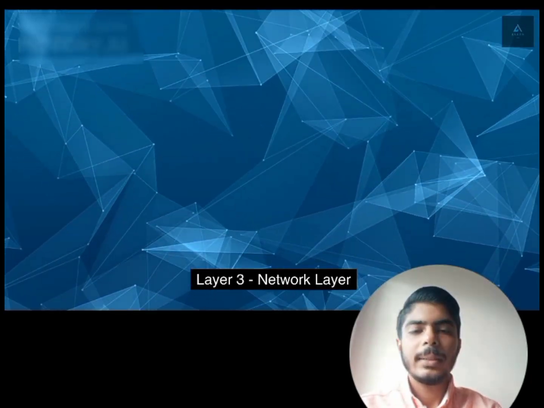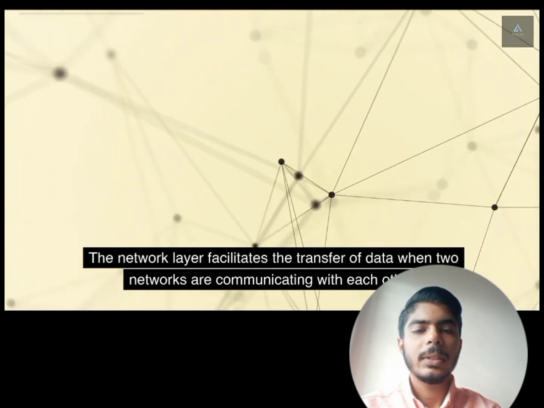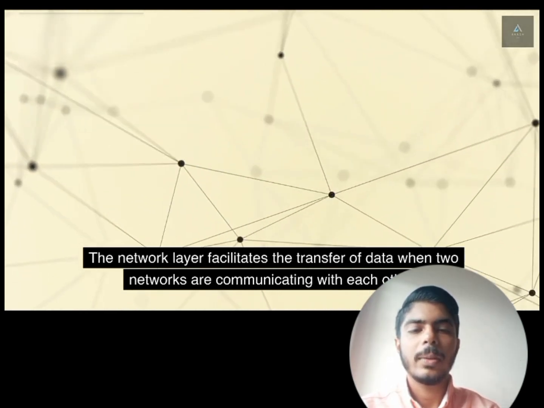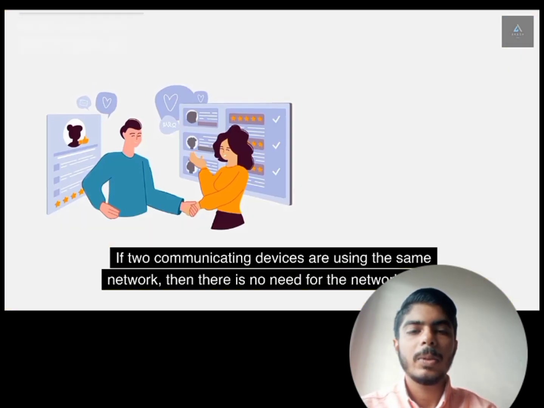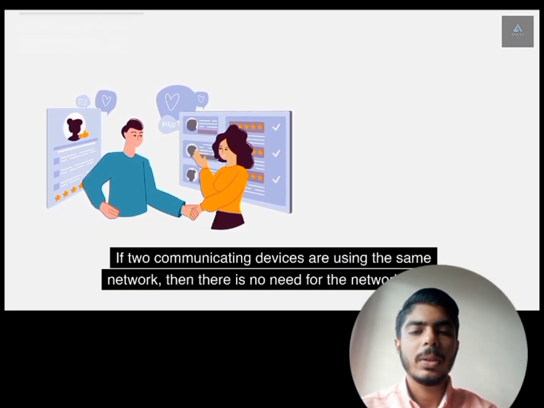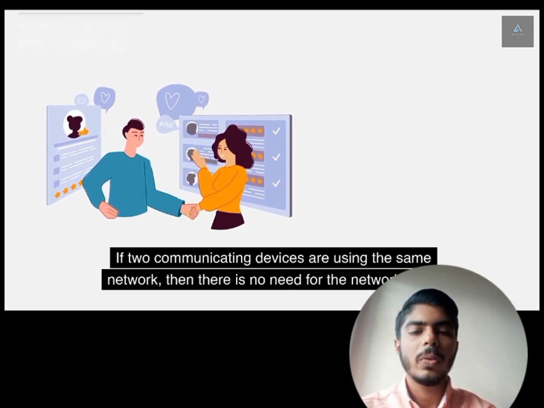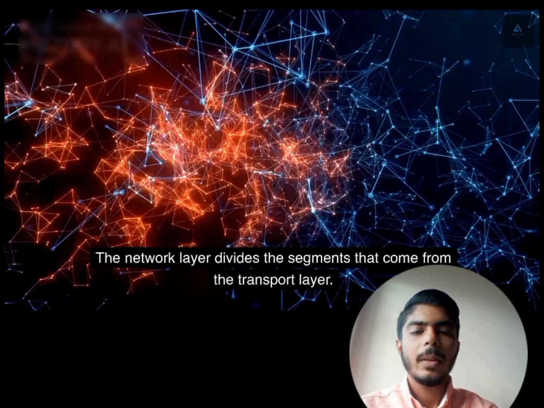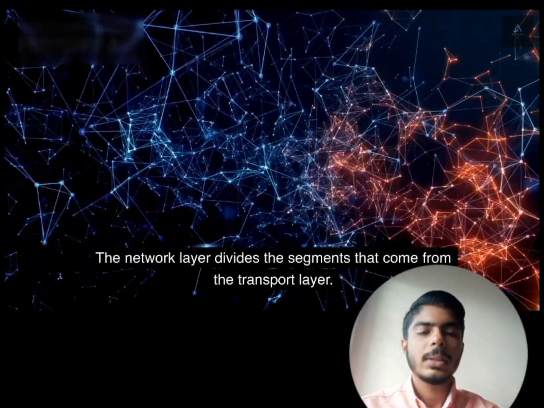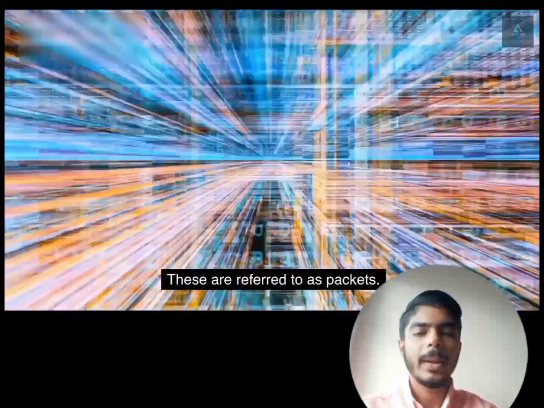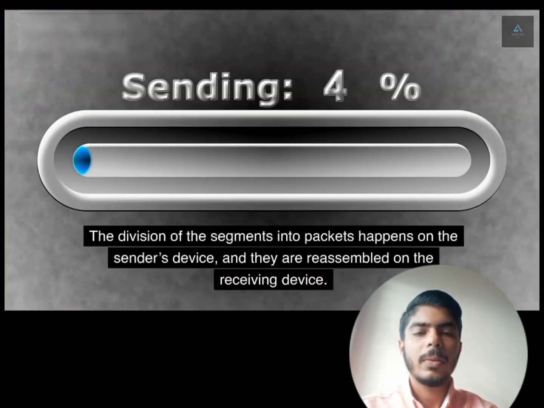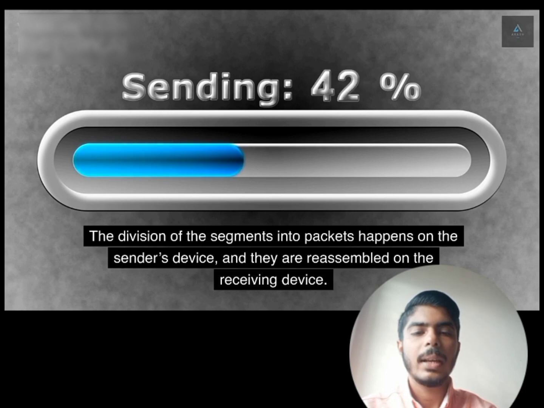Network layer. The network layer facilitates the transfer of the data when two networks are communicating with each other. If two communicating devices are using the same network, then there is no need for the network layer. The network layer divides the segments that come from the transport layer. These are referred to as packets. The division of a segment into packets happens on the sender's device and they are assembled on the receiving device.